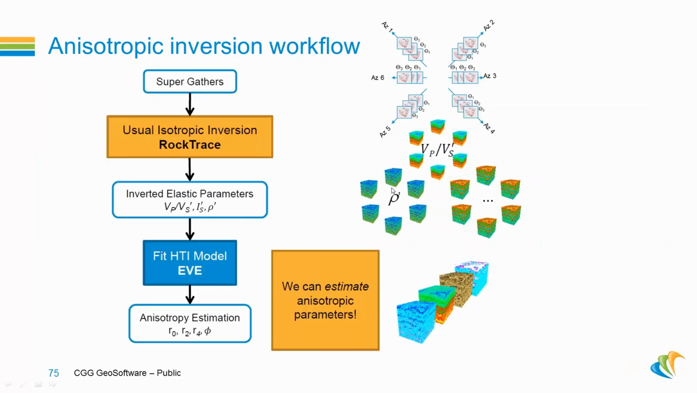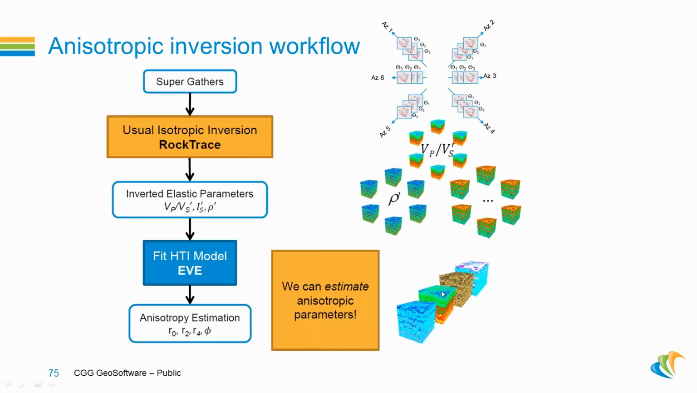Example shown here, the workflow: we have gathers, so at different offsets or angles at different azimuths. Then we use RockTrace to calculate VP/VS, density and, for example, acoustic impedance for each azimuth. And then we use Elastic Volume Evaluator, for example, to fit the HTI model, and we estimate anisotropic parameters. Could be these values, which are coming from the Fourier coefficients, R0, R2, and R4, and also the direction of the azimuth.